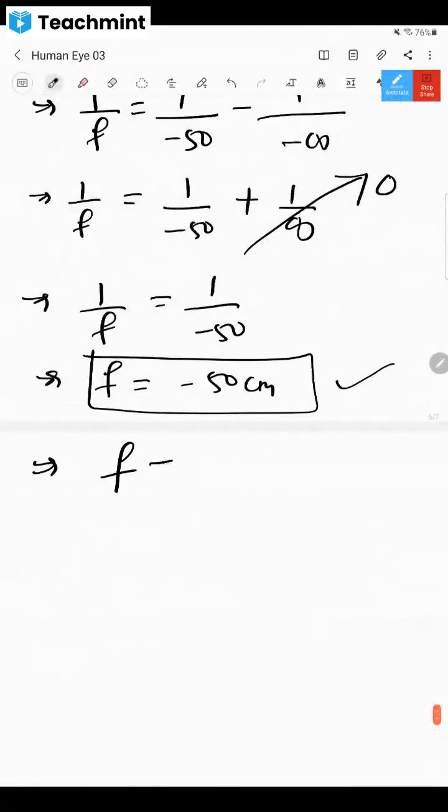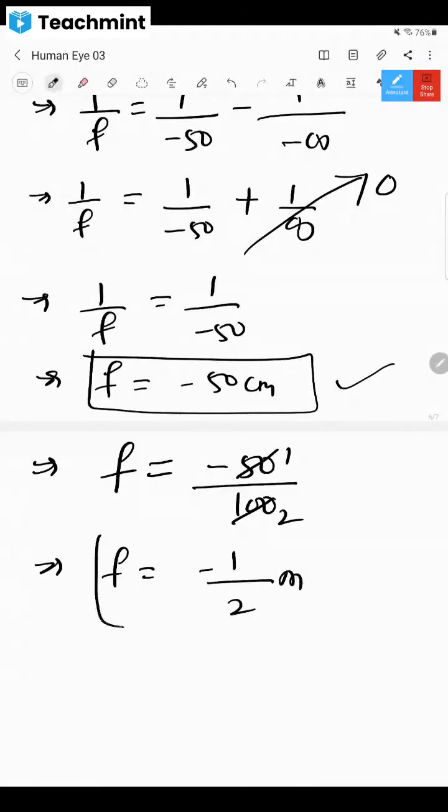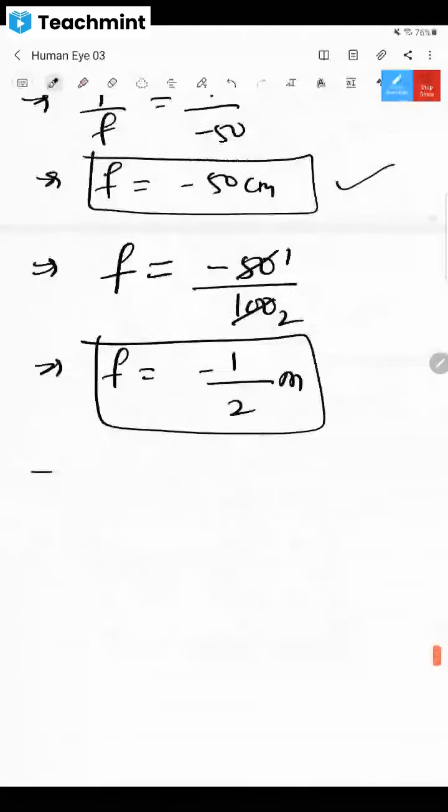This focal length F is equal to minus 50 divided by 100. So the focal length is equal to minus 1 by 2 meter. Focal length is this much. But they are asking for power.